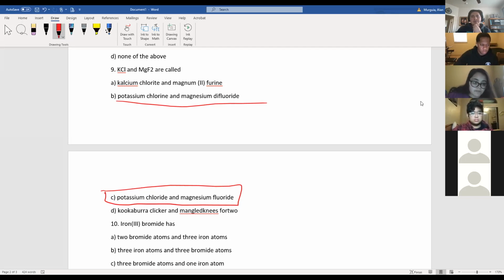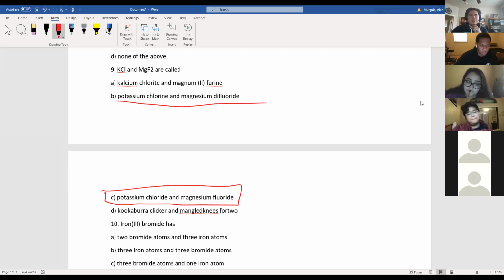Because isn't fluorine like a diatomic element? It is, but here we're dealing with magnesium fluoride. Is it because it's an ionic compound? Because of the metal and non-metal. Prefixes for the anion? Yeah.